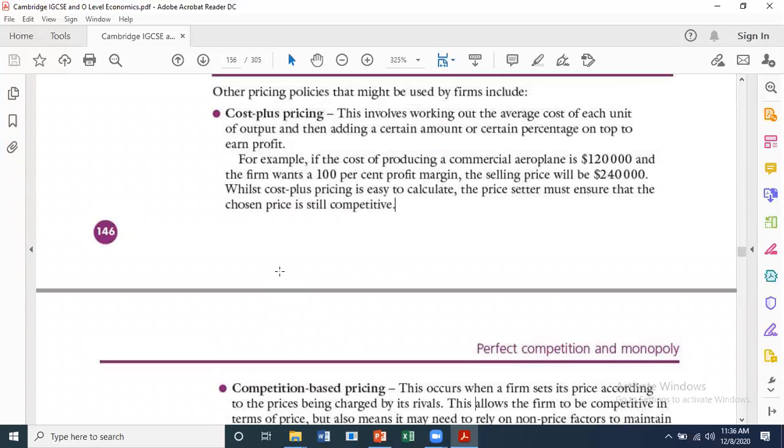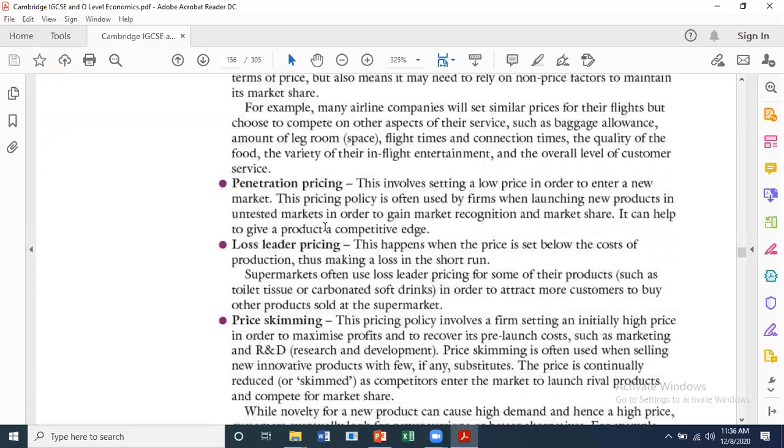Now then we are having other pricing strategy called penetration pricing. When you keep the pricing low, this involves setting a low price in order to enter a new market. This pricing policy is often used by firms when launching new products in untested market in order to gain market recognition and market share. It can help to give a product competitive edge.